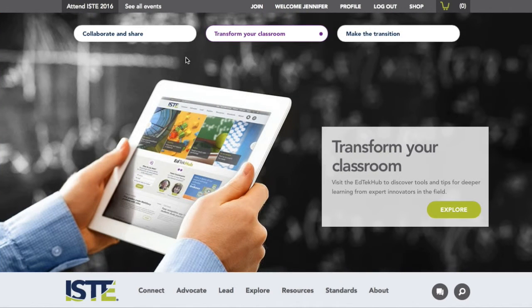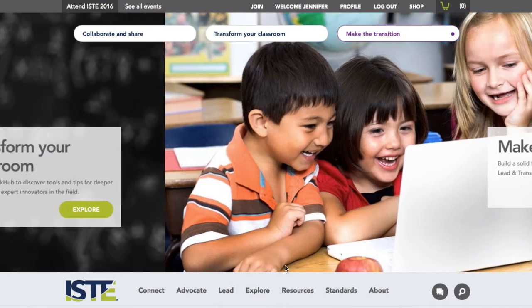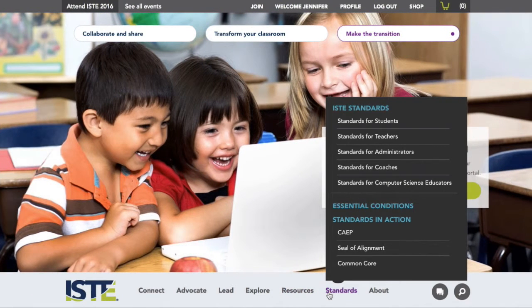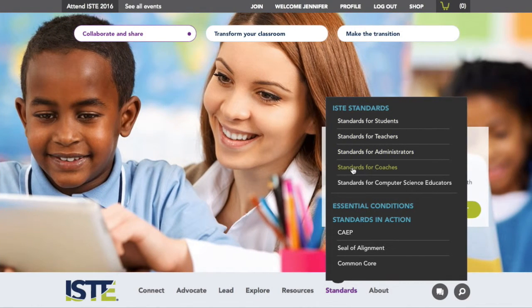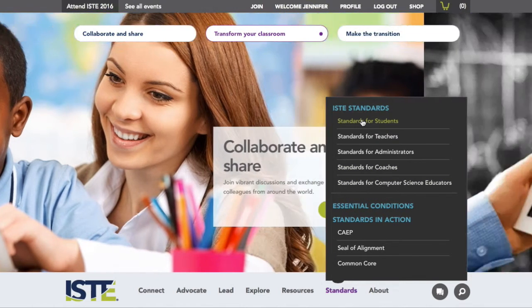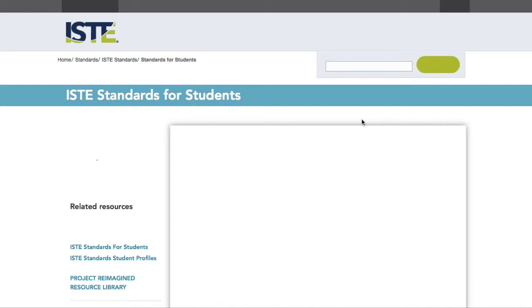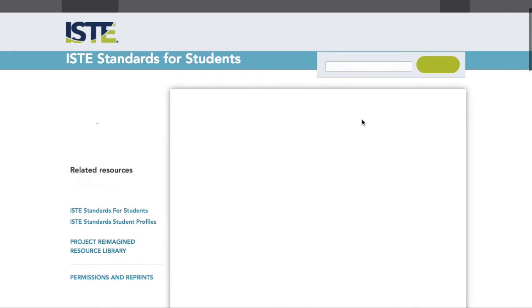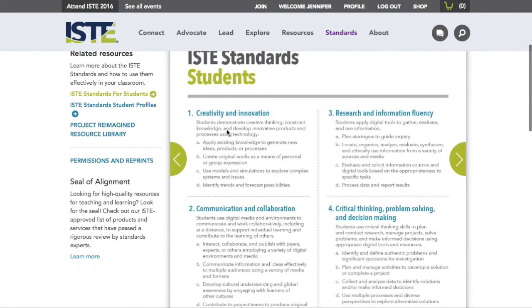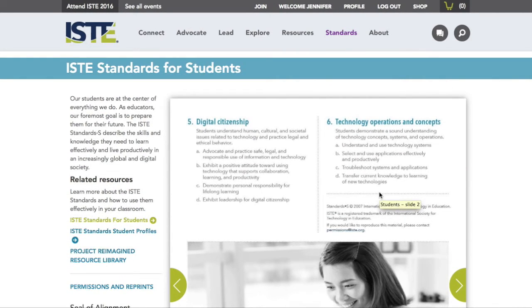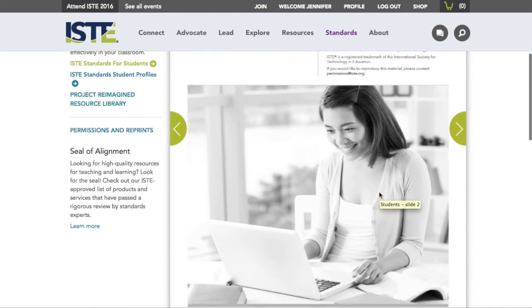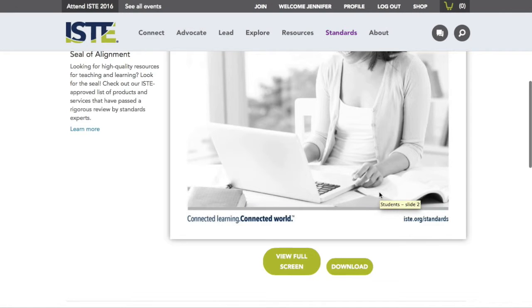If you go on the ISTE.org website, you will see here that there is all sorts of resources available for you as a teacher. If you look under standards, you will find that there's standards for students, standards for teachers, administrators, coaches, and computer science educators. Let's take a look at the standards for students. If you look, ISTE offers these great resources, so really looking at creativity and innovation, communication, collaboration, research and information fluency, critical thinking, problem solving, and decision making, digital citizenship and technology operations and concepts. So you can use the ISTE website to really explore as you're looking to collaborate globally.